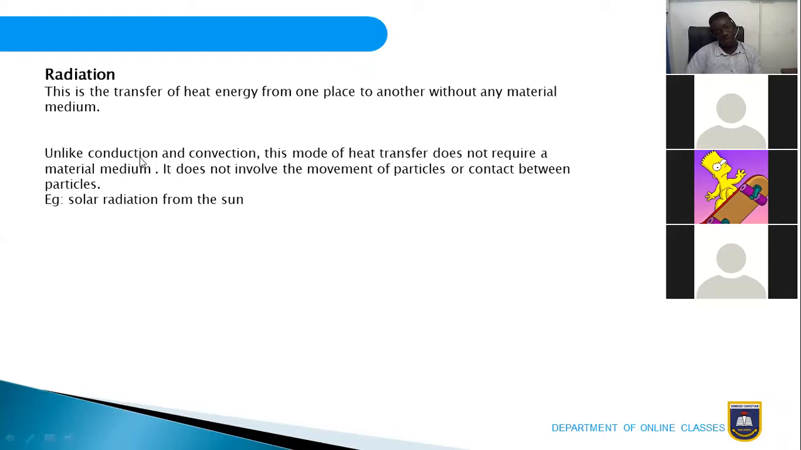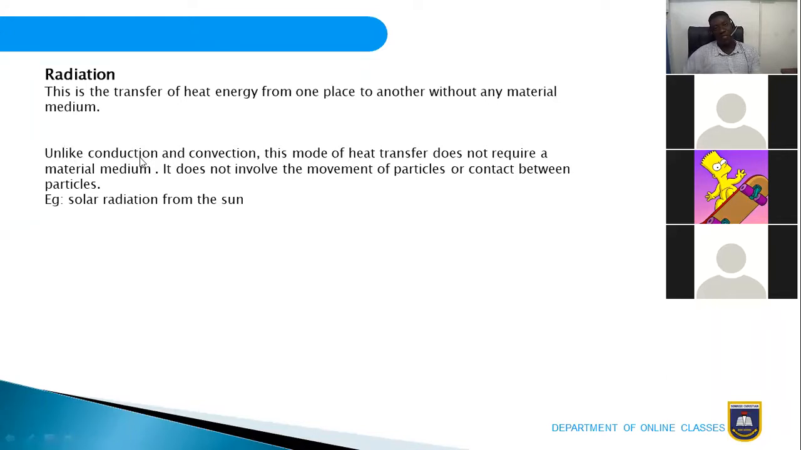Without any material medium. I told you an example is the solar radiation from the sun. If, let's say, there is no movement of particles, there's no material medium for the sun rays to heat the solar panel.